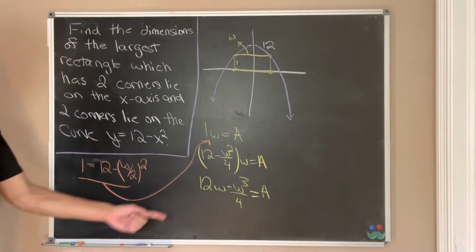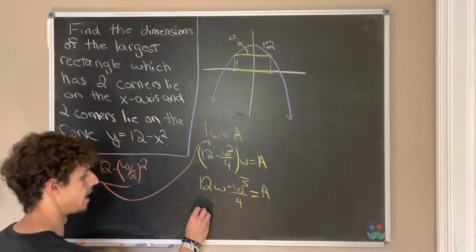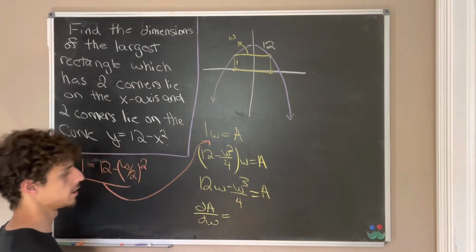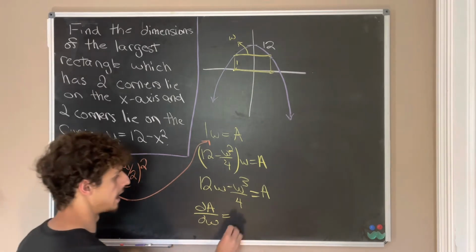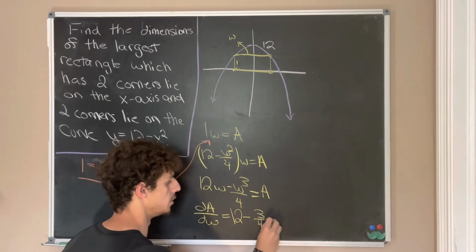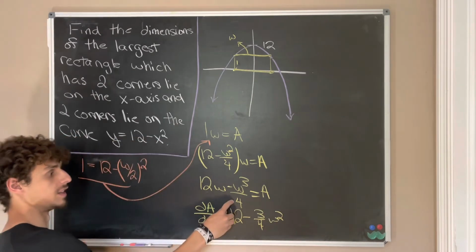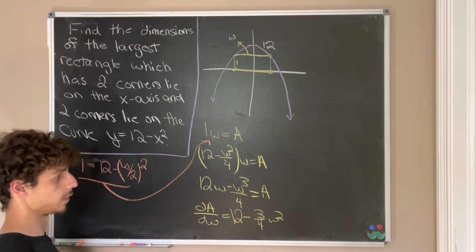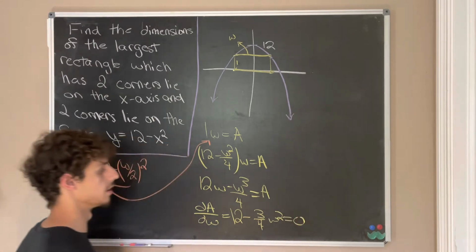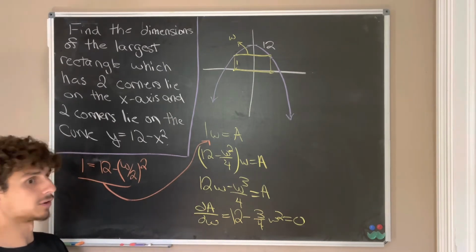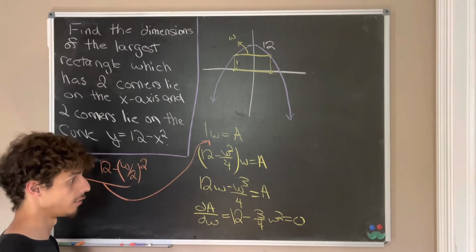But now we want to take the derivative of the area, so we'll try to find dA/dW here, or the derivative of area with respect to the width. And so that's going to be 12 minus 3/4 W squared. That's the derivative of this second term here. And so now we have 12 minus 3/4 W squared, and we want to set that equal to 0, which finds a critical point of this optimization problem. This will either give us the minimum or the maximum area, hopefully.